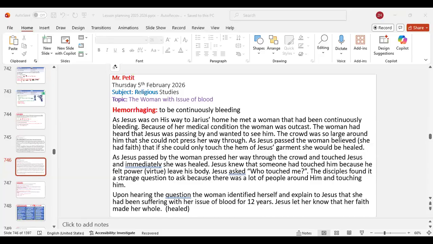So she couldn't do anything because there was a lot of crowd, right? But eventually she got an opening and then she pressed her way through. And what did she do? She touched what? The hem of his garment. Touched the hem of his garment, and immediately she was healed. She was healed. Very good.